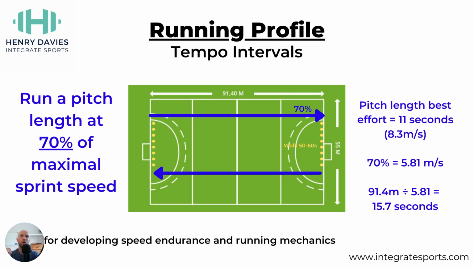walk for 50 to 60 seconds, normally walking a width or just walking back and forth, but a width works well because you can create a grid system, and then run back the opposite direction to the other end of the pitch in the same target time. And we're going to repeat this typically for anywhere between 4 to 8 repetitions at a time, before again resting for 3 minutes between blocks.